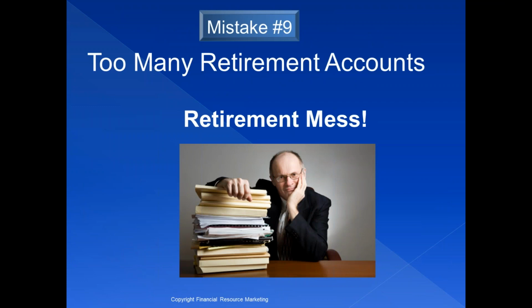Mistake number 9, again, I'm not going to go through a lot of follow-up slides on this one, but it's having too many retirement accounts. Now, don't misunderstand what I said there. It's not having too much money. It's having it in too many places. The average person in this country at retirement is going to have their retirement money on average in 10 different places. This creates a lot of problems.